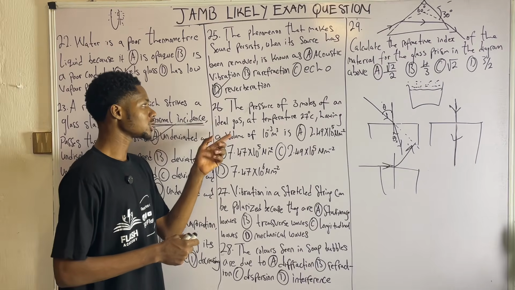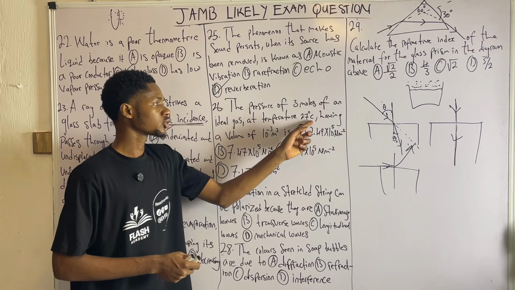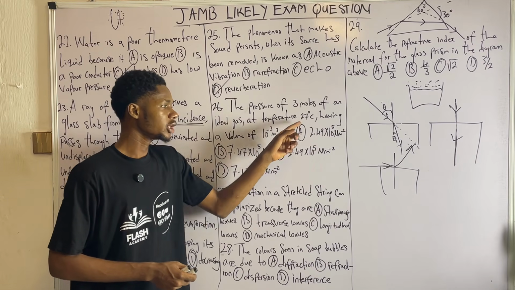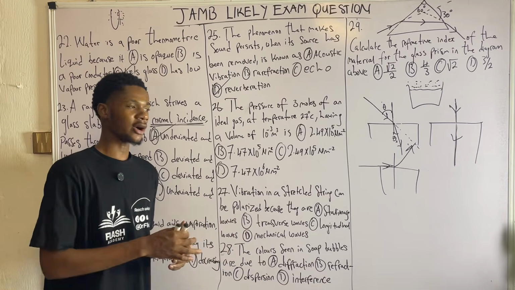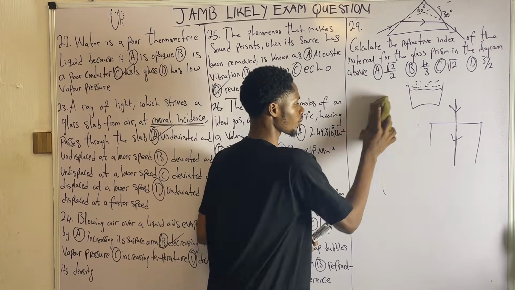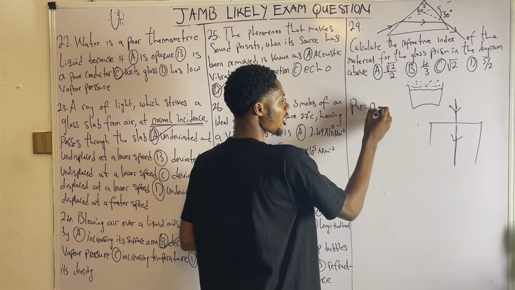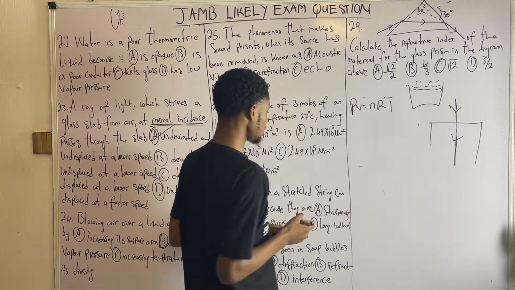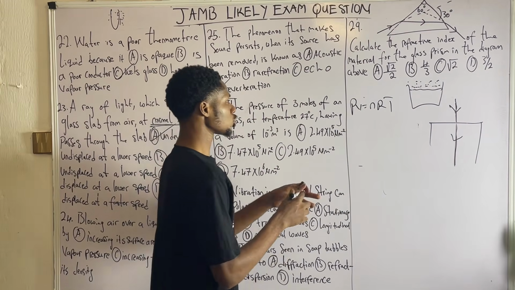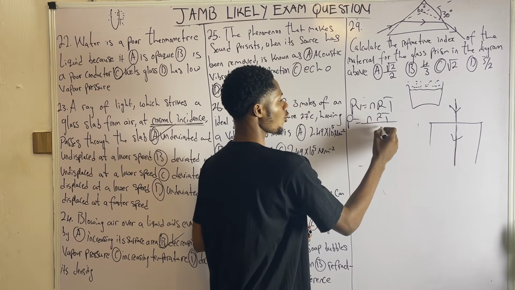Now question 26. The pressure of 3 moles of an ideal gas at temperature 27 degrees Celsius, having a volume of 10 to the power of minus 3 m cubed, is what? You want us to solve for the pressure. There's a formula for solving for this. The formula is pressure times volume is equal to number of moles times RT. We are asked to solve for the pressure, so pressure is equal to nRT over V.